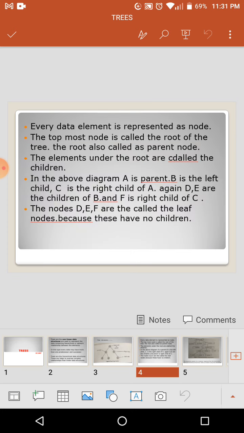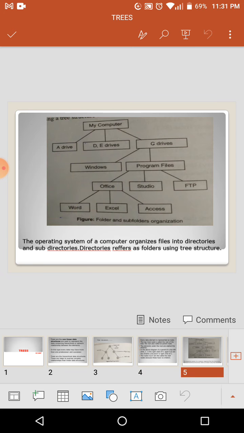Okay, so we have represented here that every data element is represented as a node. The picture shows the nodes. The topmost node we call a parent node, otherwise the root node. Every element is represented in the format of left child and right child. The tree representation explanation is given on this slide. And next, just for example, our computer system can be represented. Our computer system has different drives, A drive, C drive, E drive, or D drive.